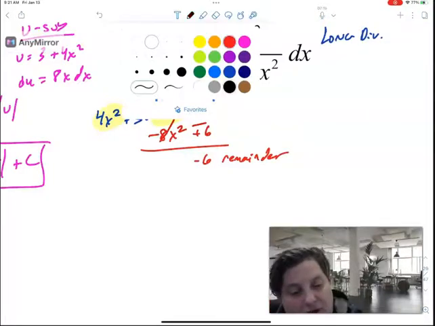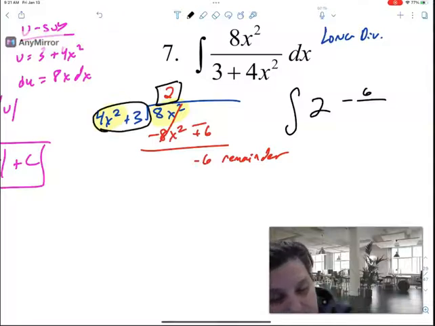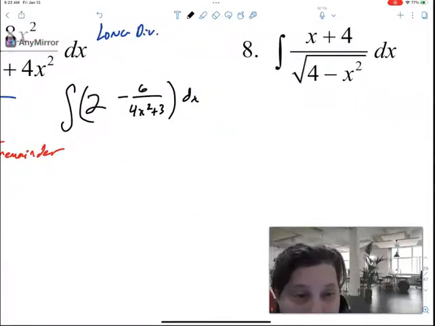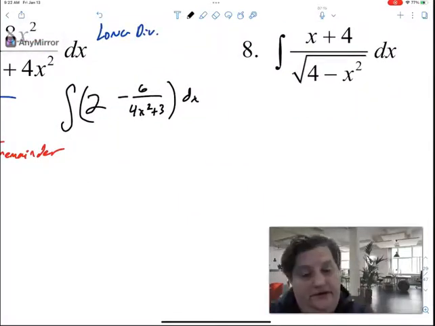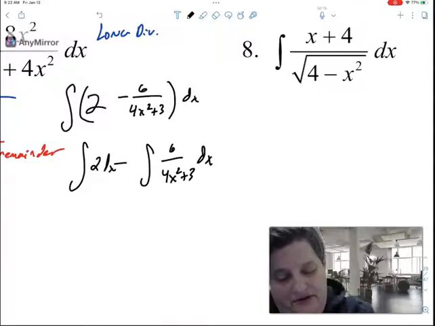Okay? So this problem turns into 2 and a remainder of 6 over the thing we were dividing by. Okay? There we go. Now, we have a new challenge ahead of us, because now we've got, okay, this is the integral of 2, and then 6 over 4x squared plus 3. This is 2dx plus dx. Alright, well, the integral of 2 dx is just 2x. That's fine. But what about this?